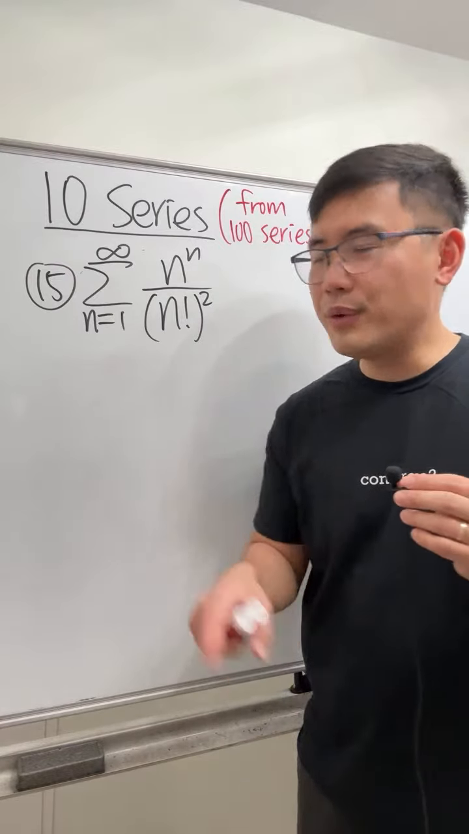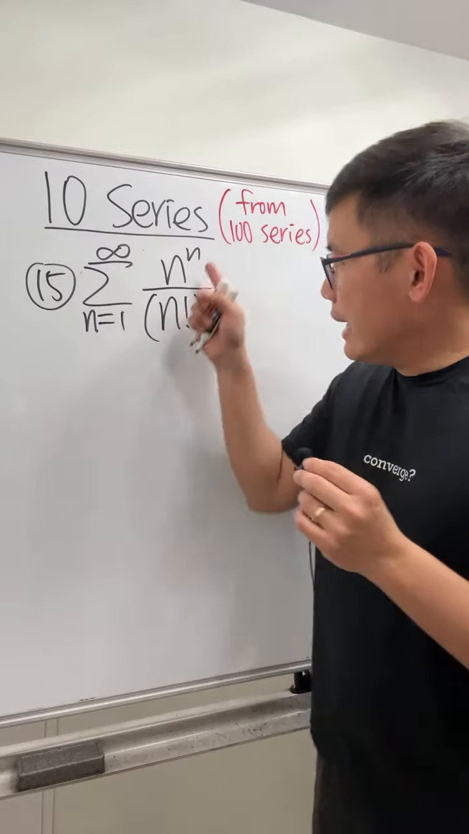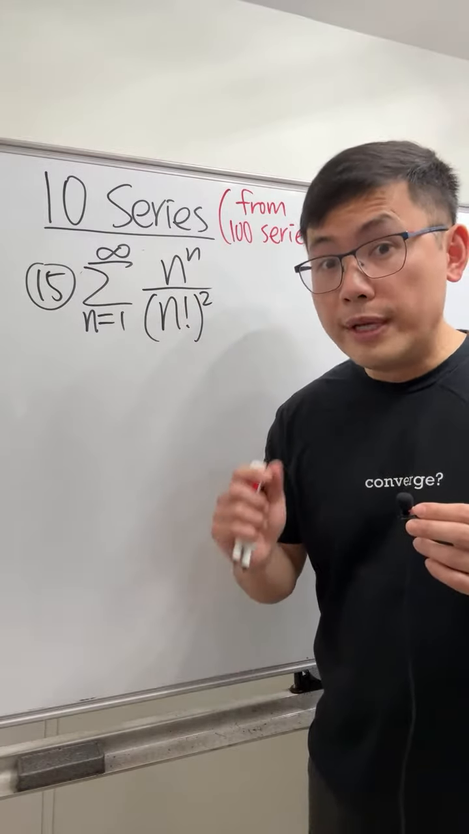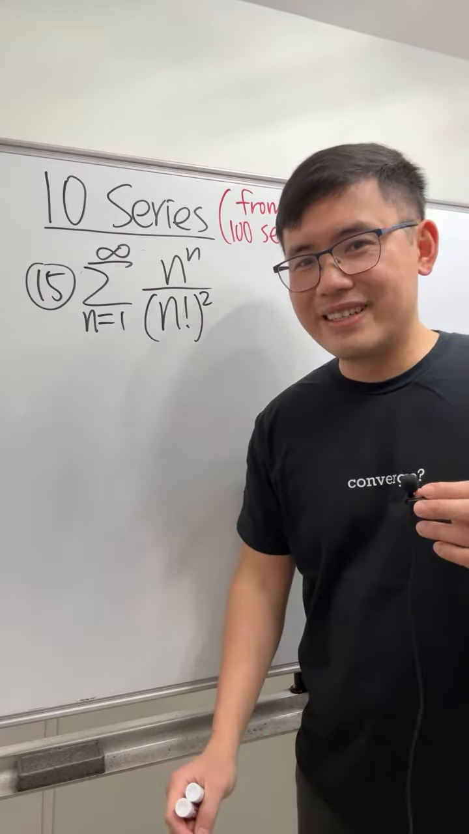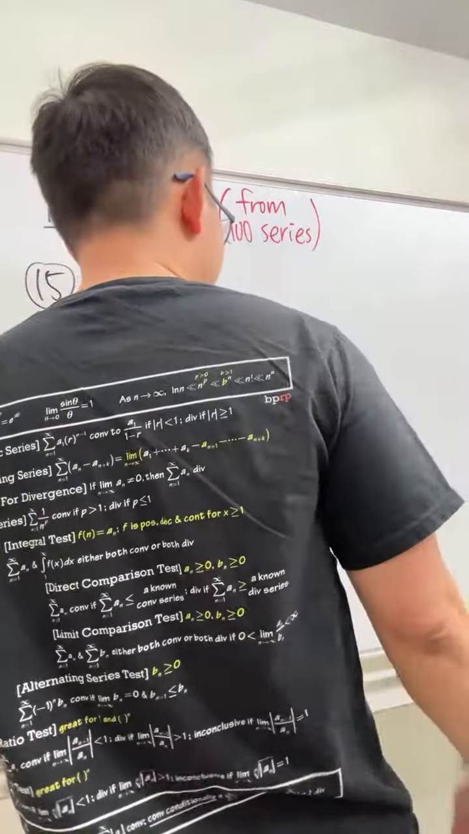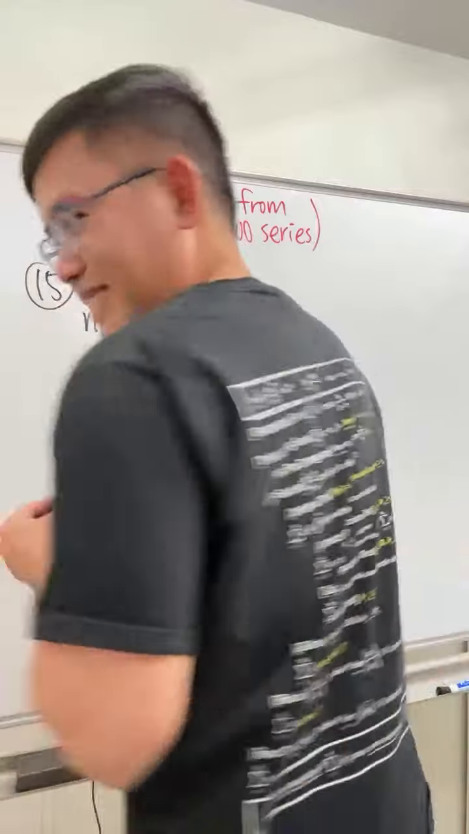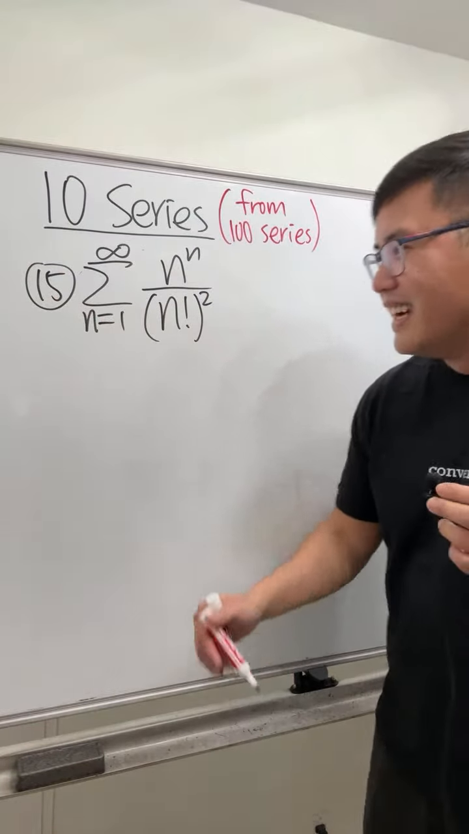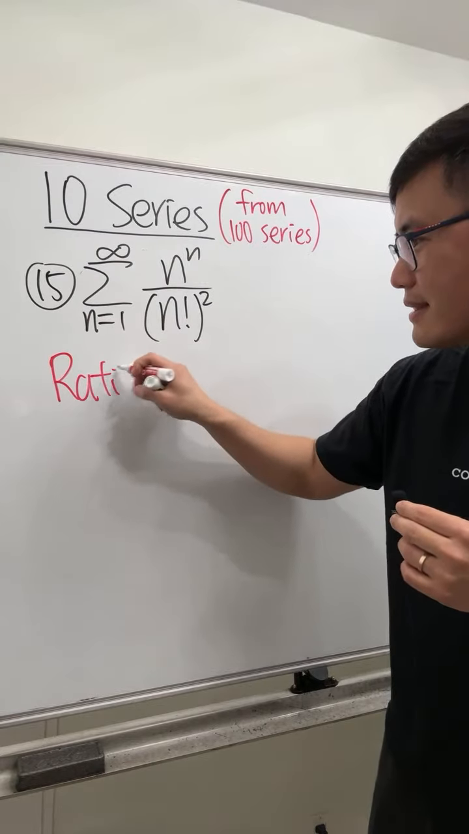Because of the factorial. Excellent choice. Whenever you have a factorial or n in the exponent, ratio test is a great idea, especially for factorial. And if you guys need to review, check out my shirt. I have all the series convergence tests on my shirt. But anyway, here we do the ratio test.